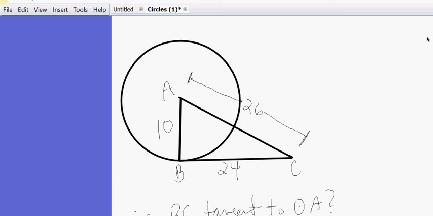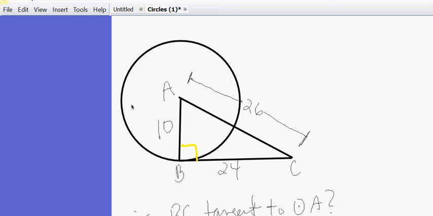Is BC tangent to circle A? Now this is a problem that has actual measurements that we're going to do some math with to answer whether or not segment BC is tangent. So how are we going to do it? We're going to use something that we already know. If this is a right angle, then you know that this segment BC is tangent. We have to prove that it's a right angle. What formula, what theorem can we use for that? Pythagorean. Exactly right.